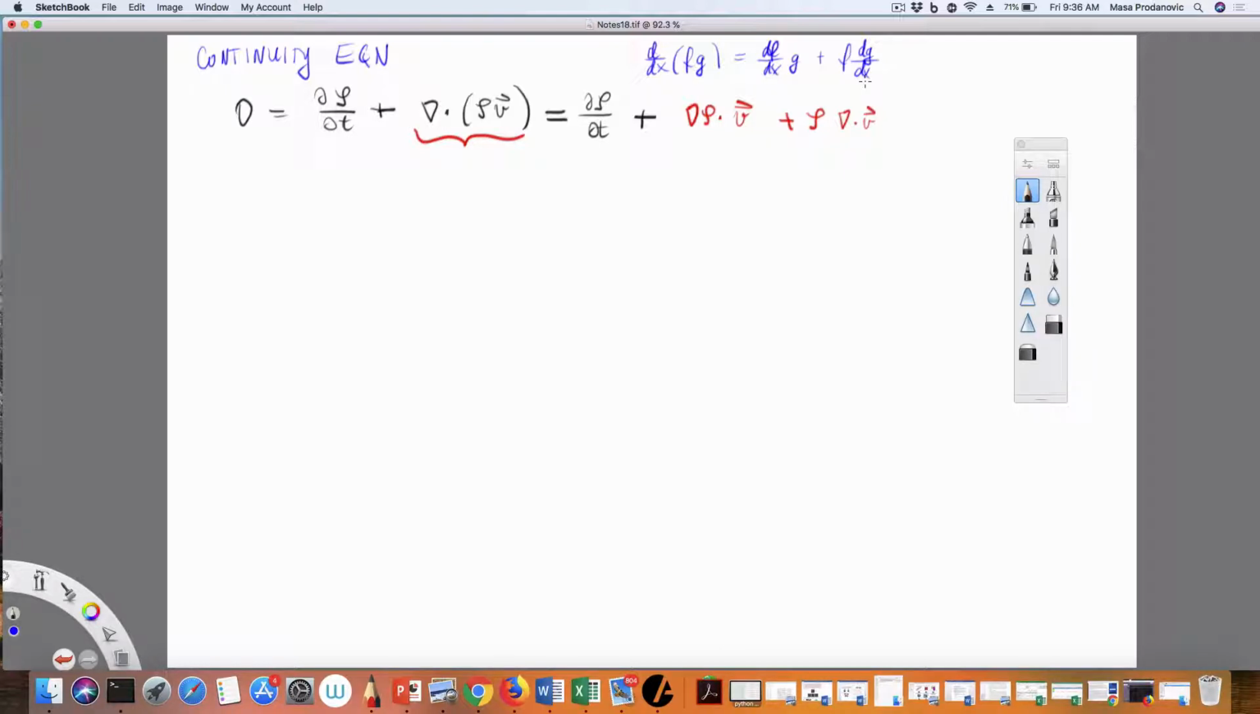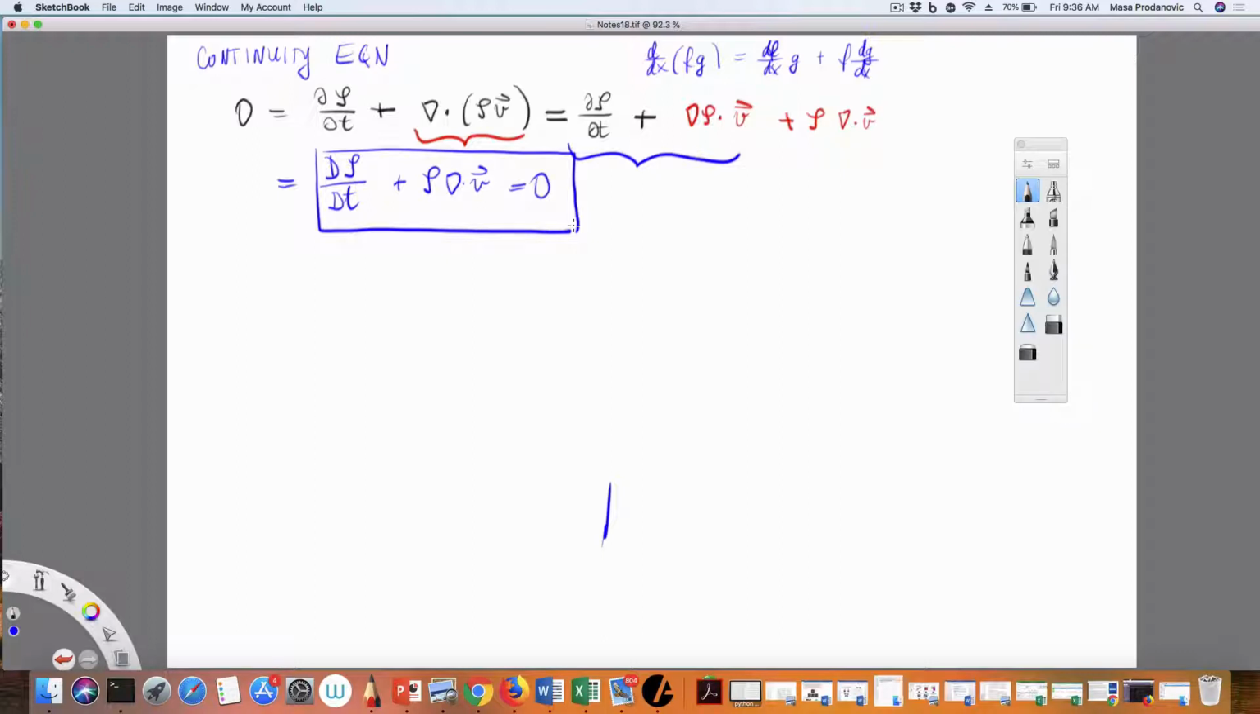Okay, so now, can I recognize the material derivative? Anybody? Look at what you wrote for the material derivative, and replace f with rho. So it's d rho dt plus rho divergence of v. So this is my continuity equation in terms of the material derivative. If I was writing equations for something moving with the fluid, this is what I would have to use.